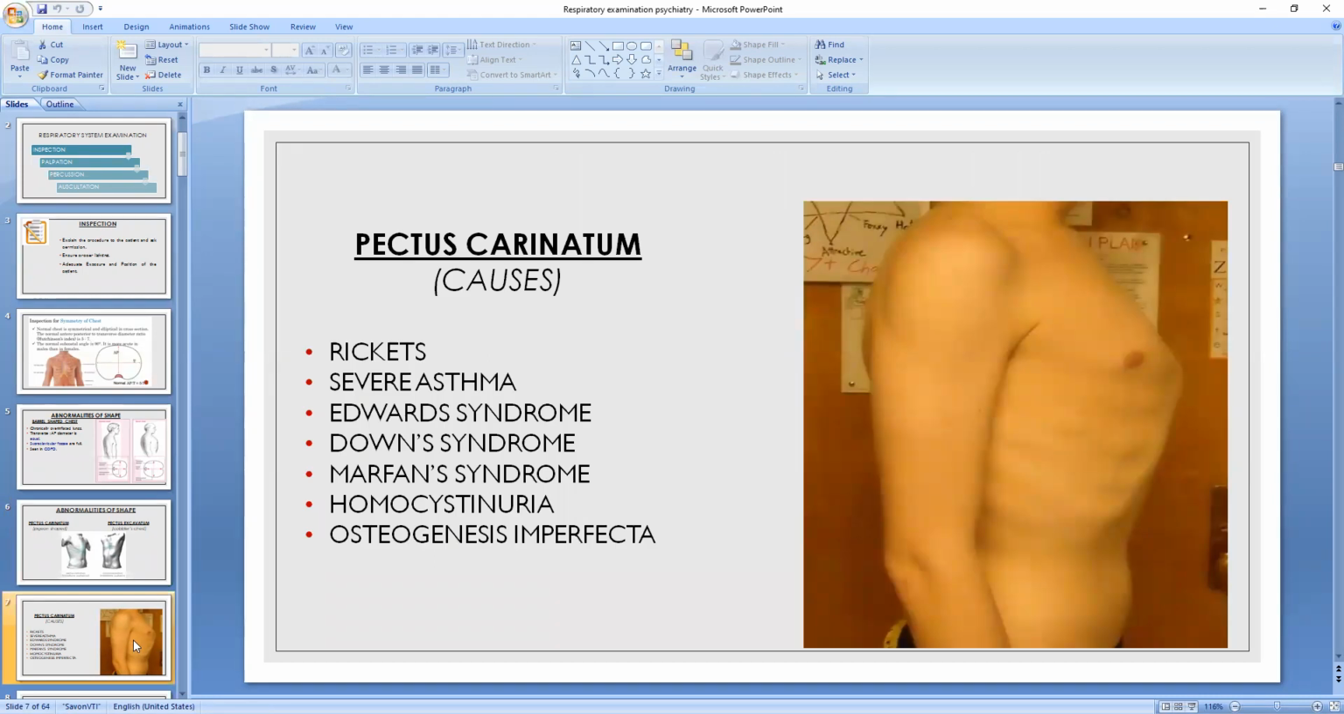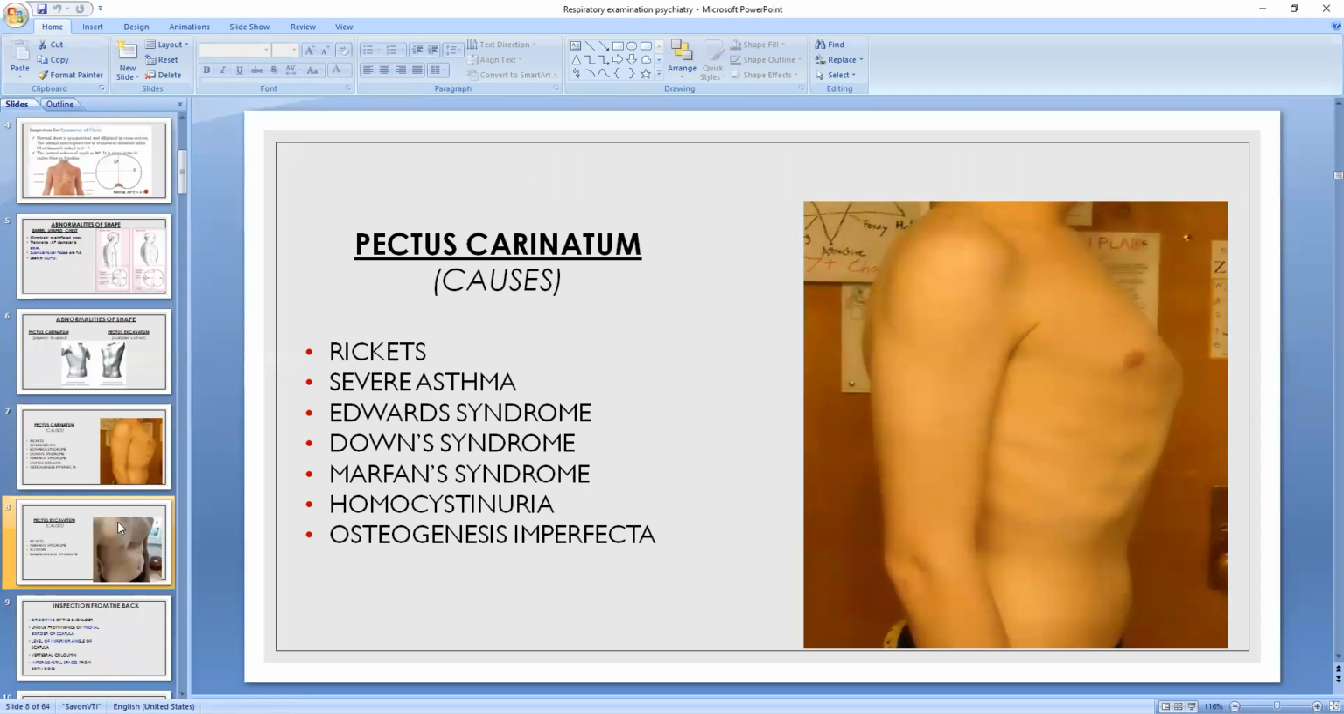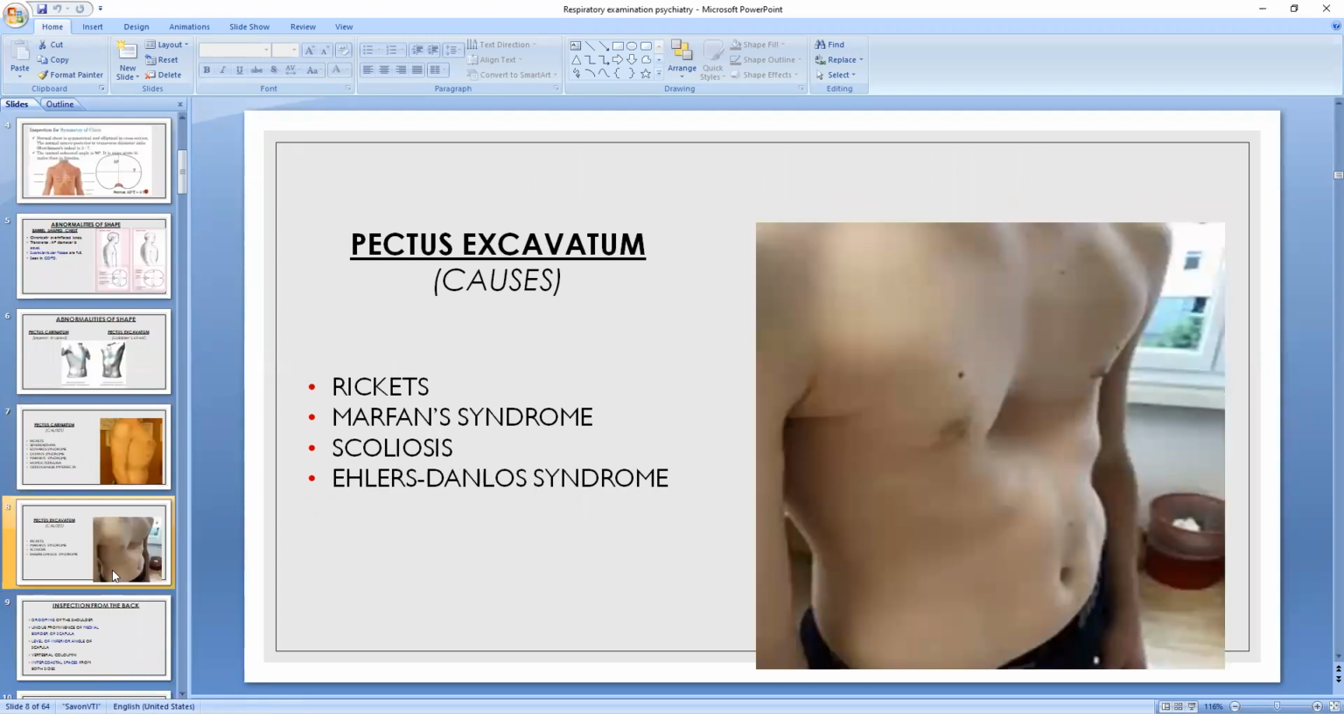Causes of pectus carinatum are rickets, severe asthma, Edwards syndrome, Down syndrome, Marfan syndrome, homocystinuria, and osteogenesis imperfecta. Causes of pectus excavatum are rickets, Marfan syndrome, scoliosis, and Ehlers-Danlos syndrome.